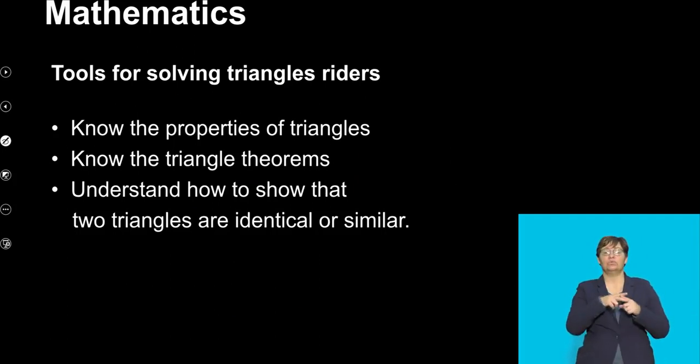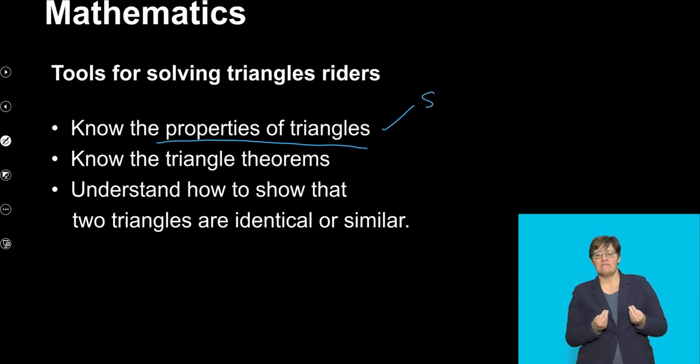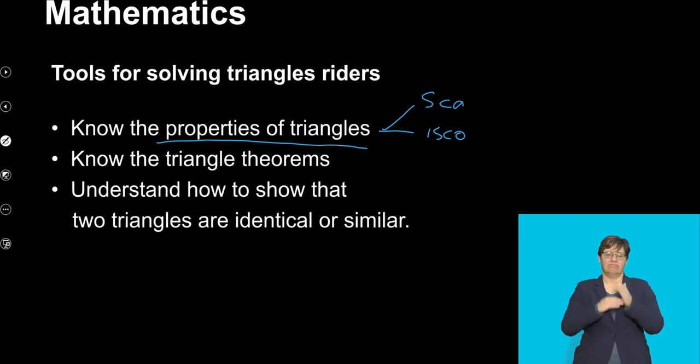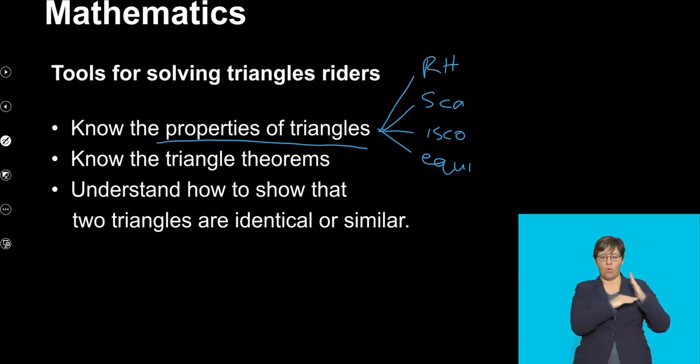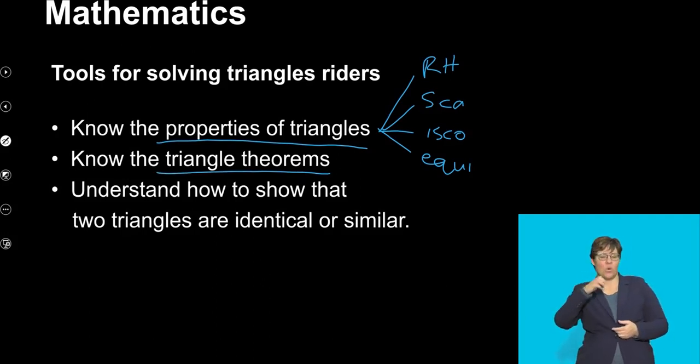Now, when you talk about tools for solving triangle riders, you need to make sure that you know the properties of triangles. When I talk about properties, we have a scalene triangle, what are the properties? An isosceles triangle, what are the properties? An equilateral triangle, what are the properties? Even a right-angled triangle, what are the properties? That's what I mean when I talk about the properties. And outside of this, are there any theorems that we need to know that have to do with triangles?